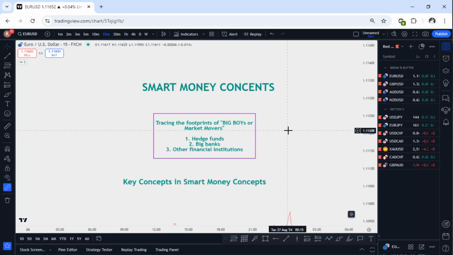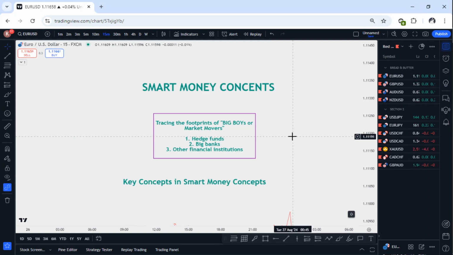Hello guys, the objective of this video is to show you the key concepts in a smart money trading style. So we are going to see what smart money entails, and then we are also going to see the key concepts that are in smart money trading style.